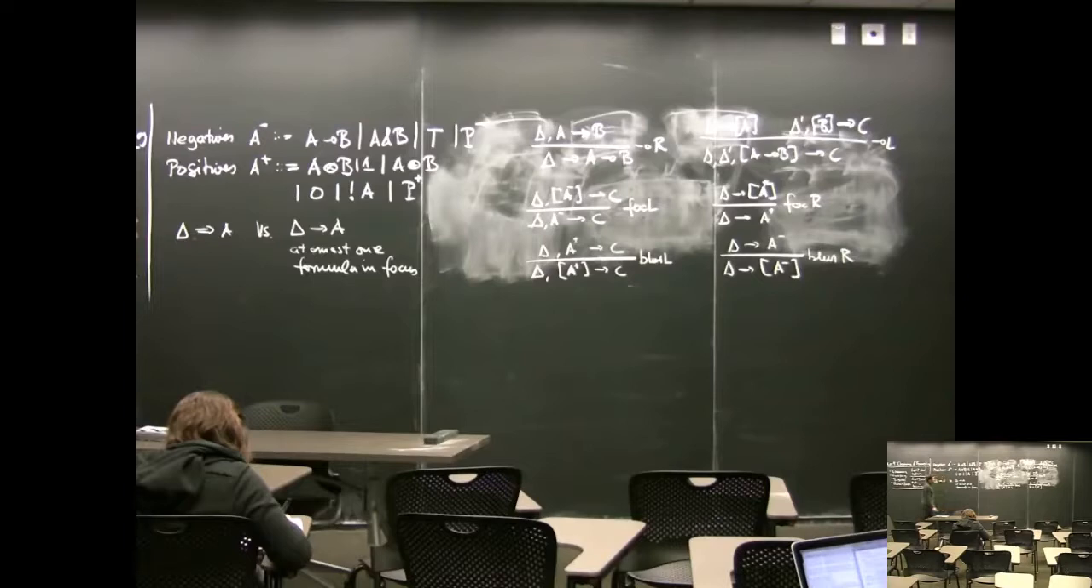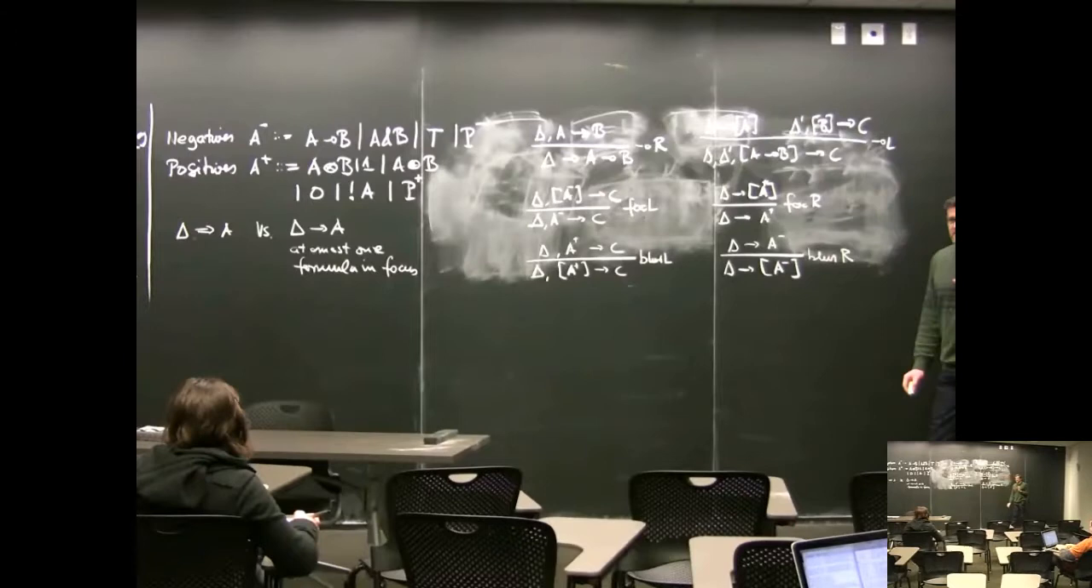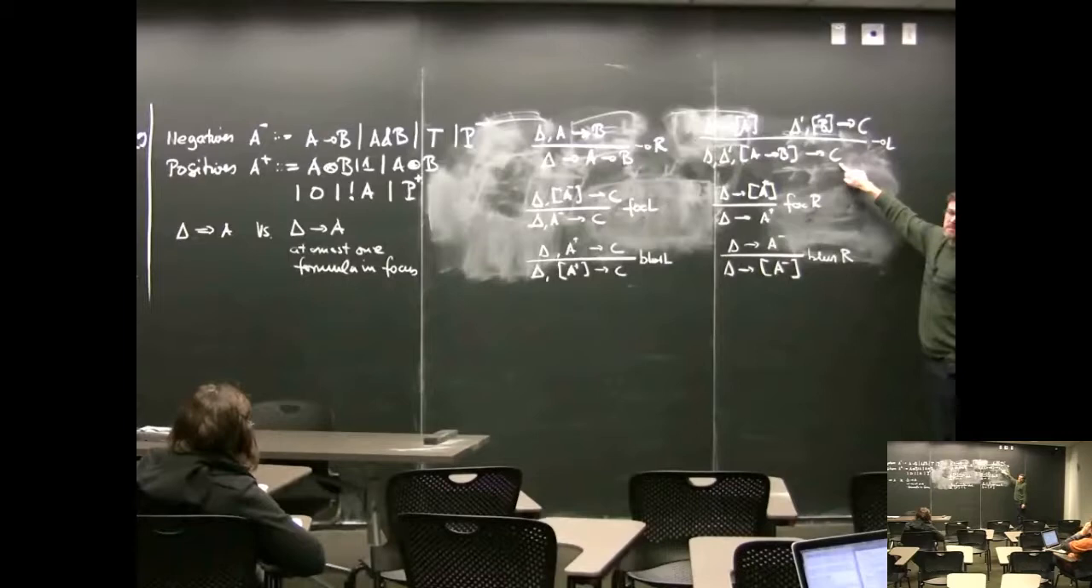Now, one generalization we have to make right away is that the bracket thing is not really a formula. Bracket A is not really a formula. It's a kind of meta notation for a formula being in focus. So for example, when we apply implies left here, we have to think about whether it is possible that the right-hand side might actually be a formula in focus. And what's the answer to that? Could it be that there's a formula in focus here? No, because?